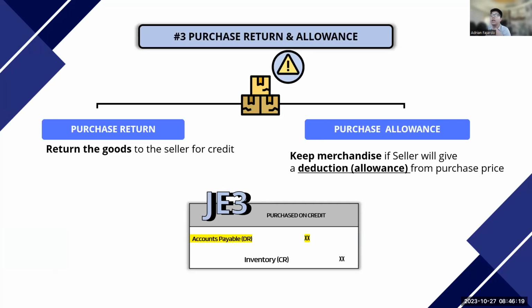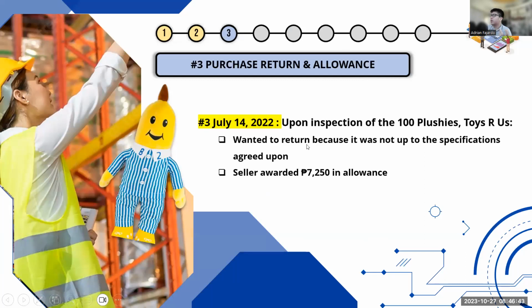And therefore, ang mangyayari dito would be, bababa yung cost of inventory mo. But correspondingly, that accounts payable that's attached to your inventory, bababa rin yung kailangan mong bayaran. So therefore, memorize that for PRA, it's just gonna be debit accounts payable, bababa yung utang, credit inventory, bababa yung value ng inventory.